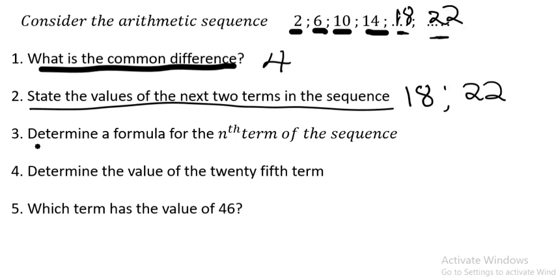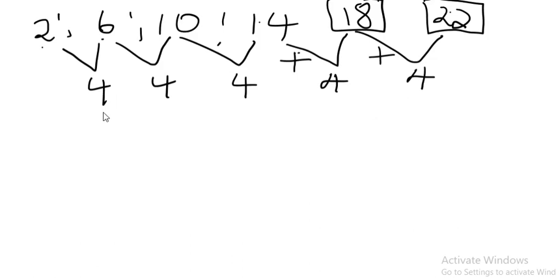Question number 3 says determine the formula for the nth term of the sequence. Here they are looking for the general formula, so we need to determine it. Let's find out the formula for the sequence. First of all, we know T1, which is equal to a, and that is equal to what?